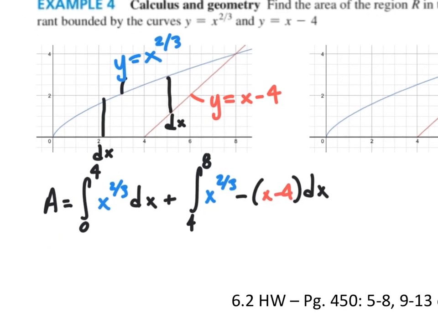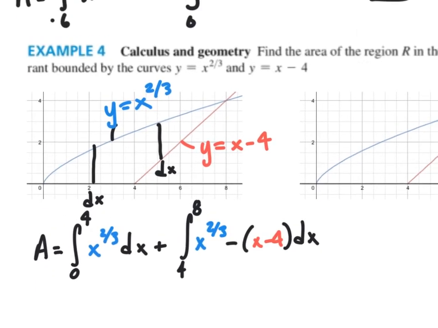We could simplify that, but I'm just going to leave it like that for right now, just our ability to set them up. This will give us our area, and our area is going to be 56/5. Okay, that's our area.